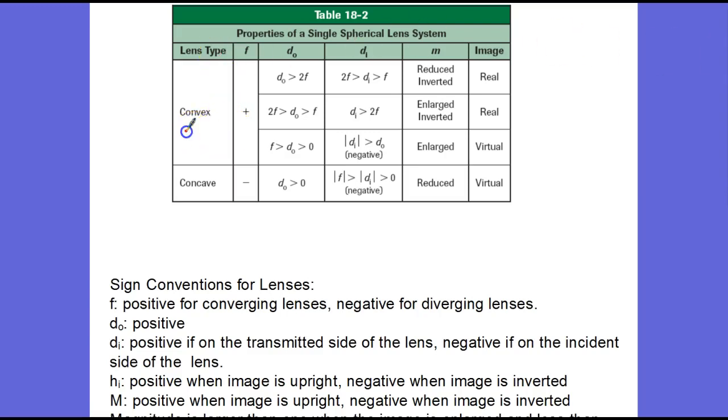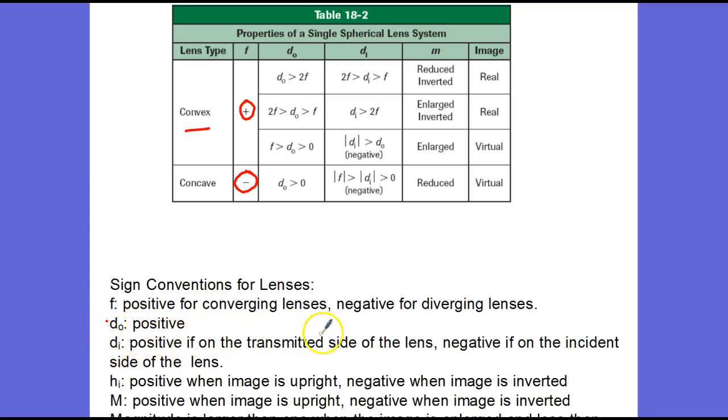Sign conventions: focal length is negative for a concave lens and positive for a convex lens. Focal length is positive for converging, negative for diverging. The image distance can be positive or negative depending on where the image is. Object distance is always positive.